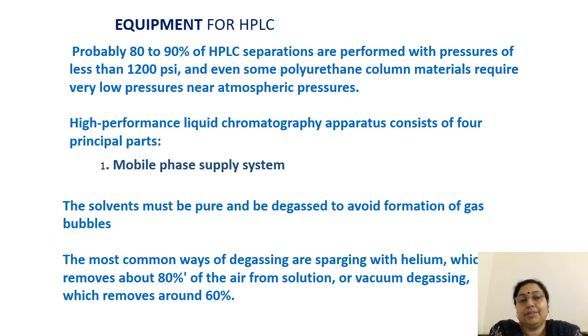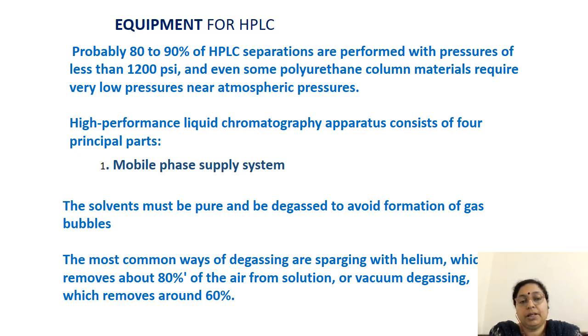Now we will see different components of the HPLC system in detail. Probably 80 to 90% of HPLC separations are performed with a pressure of less than 1200 psi. Some polyurethane column materials require very low pressure, near atmospheric pressure. So now we will see what the different components are.